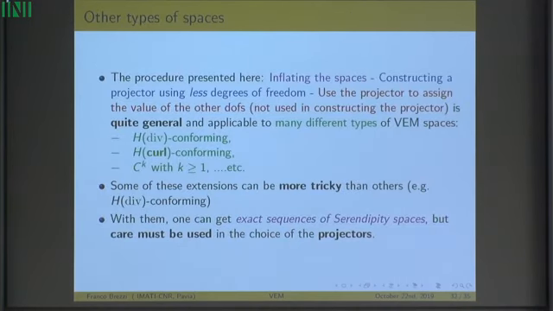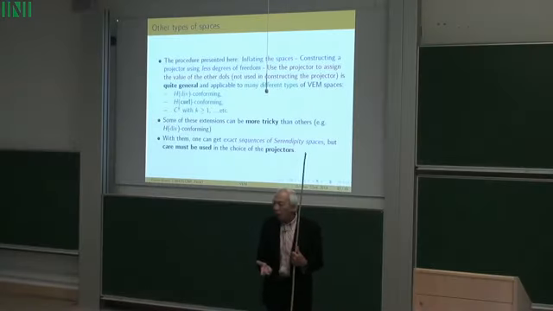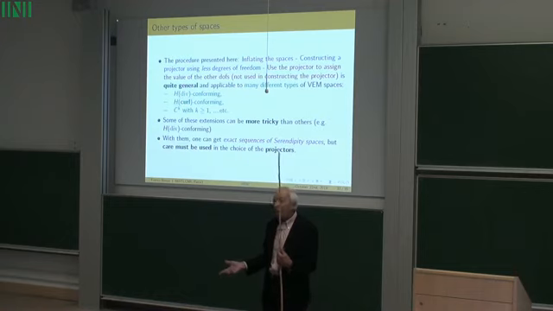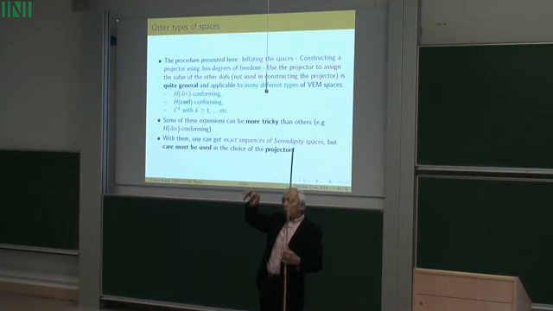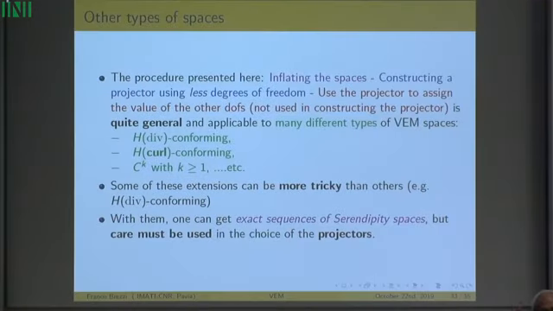Now, the same idea could actually be applied to other types. These are the conforming H1 elements. You could apply the same idea to HDiv, HCurl, C2, C1 elements, and so on. The idea is always the same. You take a bigger space, you design a projector that uses fewer degrees of freedom, and then you compute the other degrees of freedom with the projector.